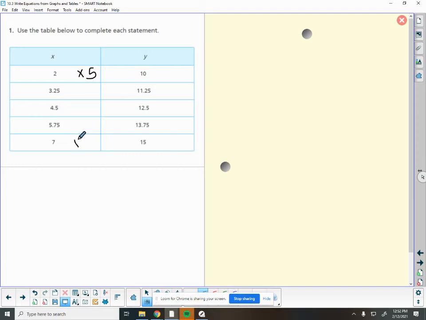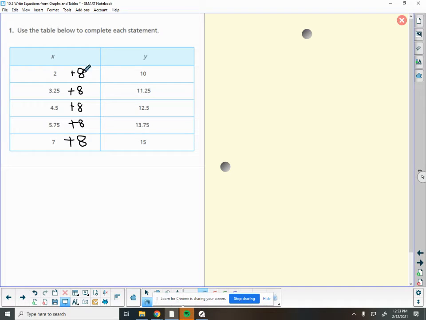But if I come down here and do it on this one, 7 times 5 is not 15. So I don't think the pattern is to multiply by 5 every time. Let's see if we can find another way to get from 2 to 10. To get from 2 to 10, we can add 8. So if I'm at 3.25 and I add on 8, that is 11.25. 4 plus 8 should be 12 and a half. 5 plus 8 is 13.75. And 7 plus 8 is 15.